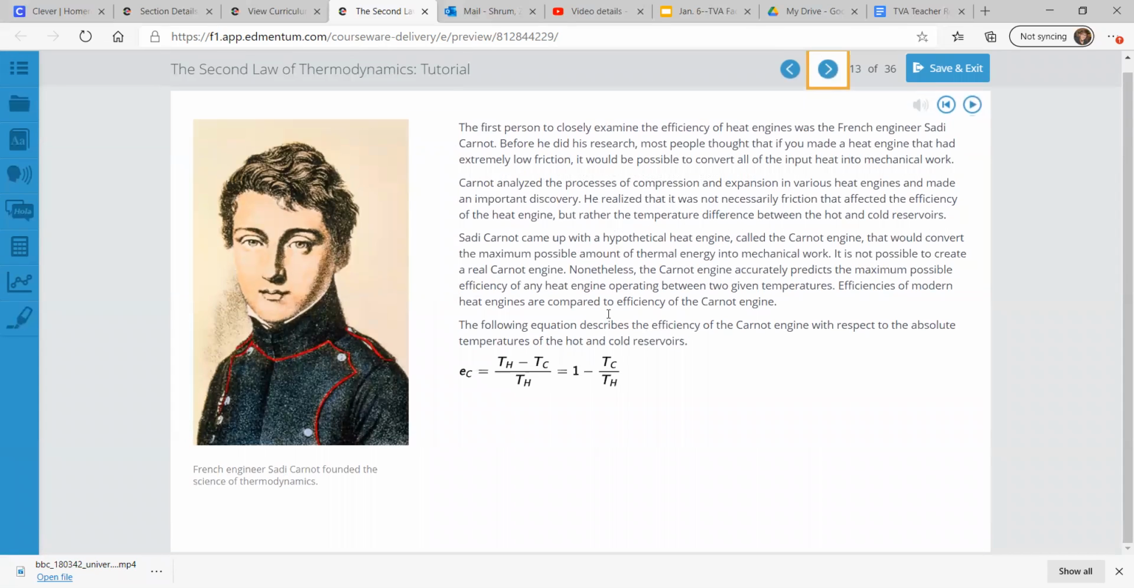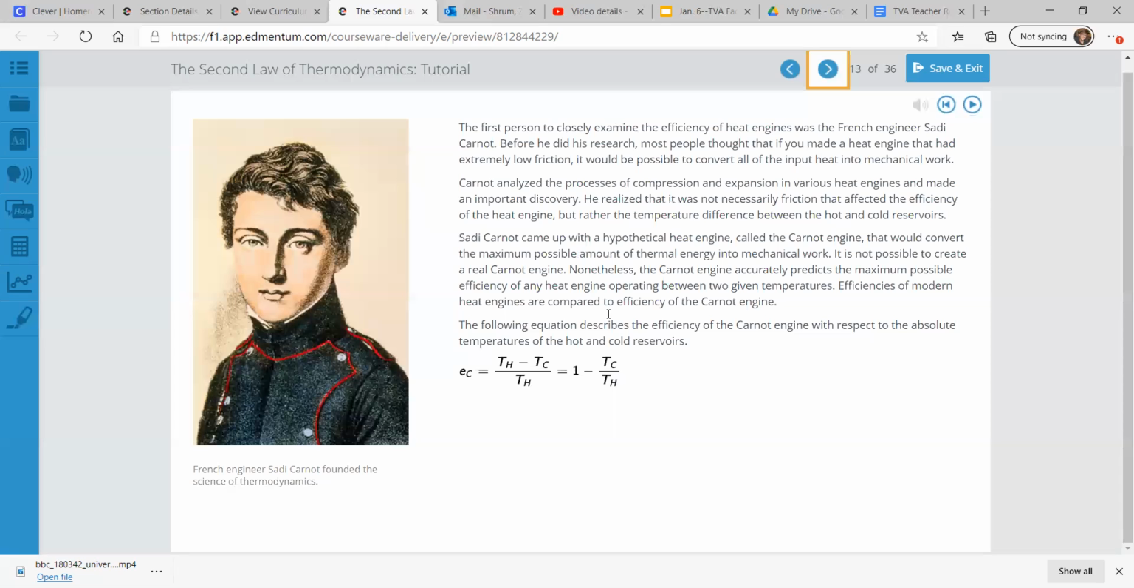The first person to closely examine the efficiency of heat engines was the French engineer Sadi Carnot. That sounds French, right? Before he did his research, most people thought that if you made a heat engine that had extremely low friction, it would be possible to convert all of the input heat into mechanical work. Carnot analyzed the processes of compression and expansion in various heat engines, and he made an important discovery. He realized that it was not necessarily friction that affected the efficiency of the heat engine, rather the temperature difference between the hot and cold reservoirs.